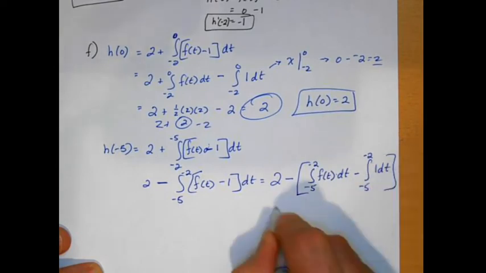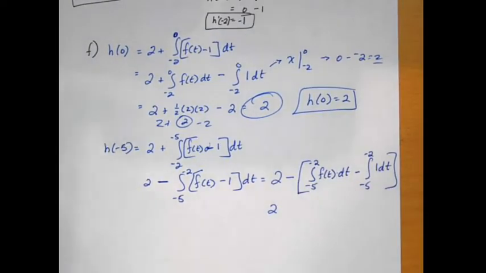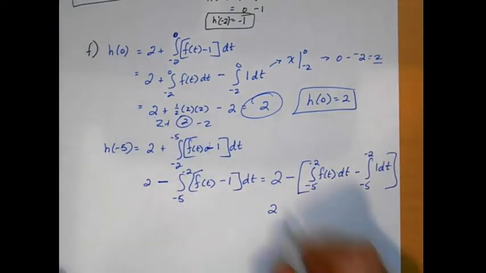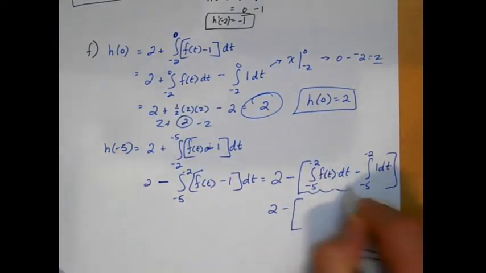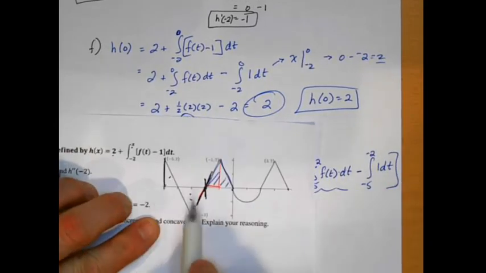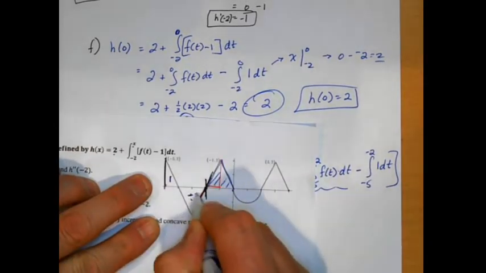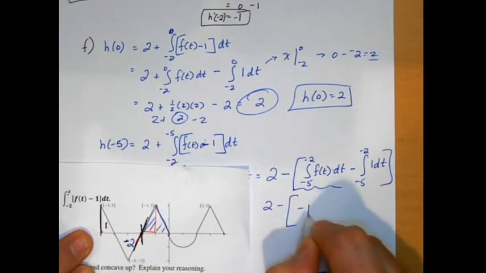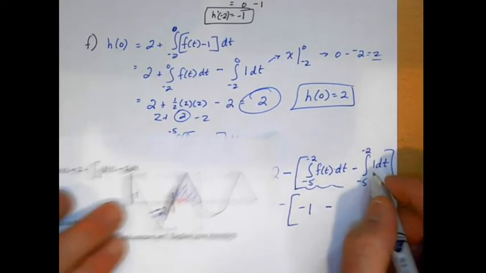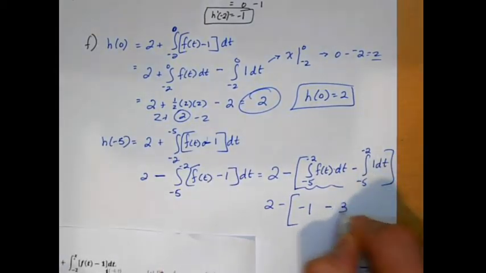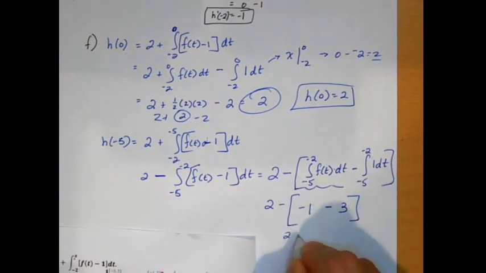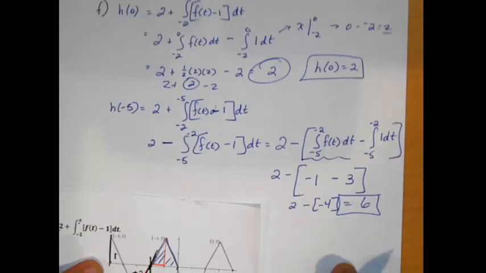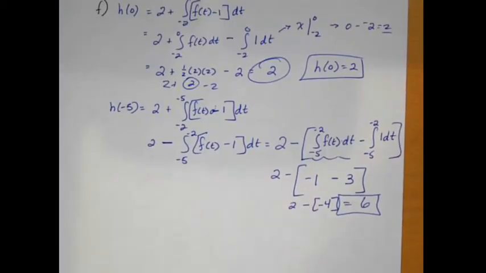Okay, so I get 2, minus this area right here. From negative 5, this is an area of 1 and this has an area of negative 2, because I'm going left to right now. So this has an area of negative 1, minus this area of 3. So I have 2 minus a negative 4, which is 6. H of negative 5 is 6.